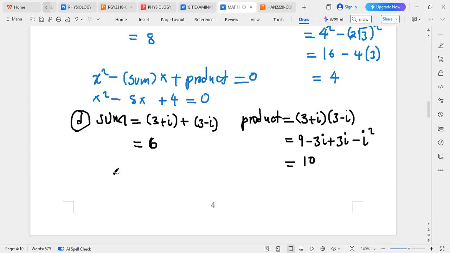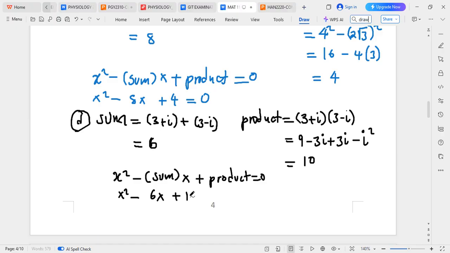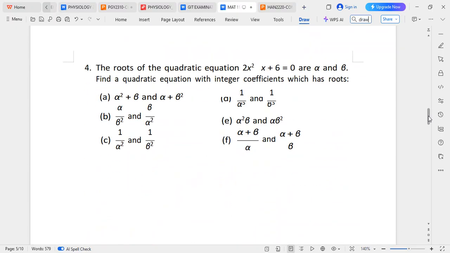Therefore, the equation is going to be x squared minus sum multiplied by x plus product is equal to 0. So this gives us x squared minus the sum is 6x plus the product is 10. That is equal to 0. So this is equation 3. That's how you go about it.